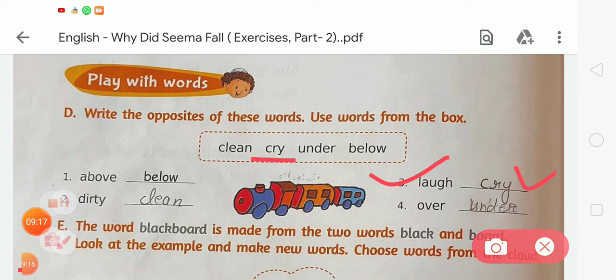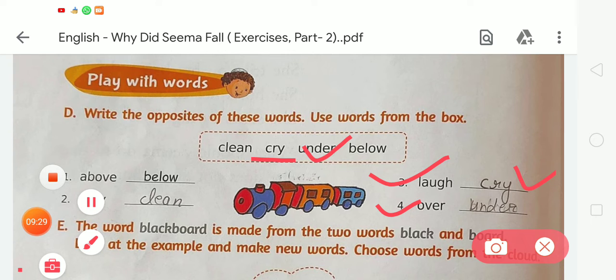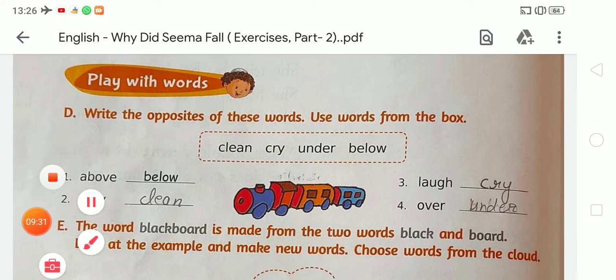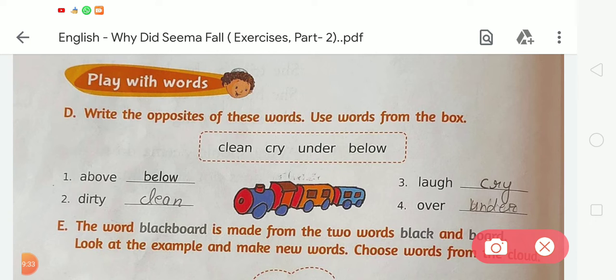Now the fourth word is over. So tell me what the opposite of over is. So student, the opposite of over is under, and the spelling of under is U-N-D-E-R, under. So we have to note down this spelling on the given blanks. So like this we have to complete this exercise D.